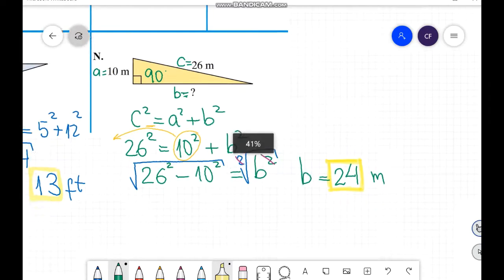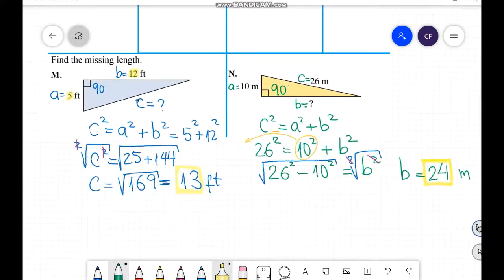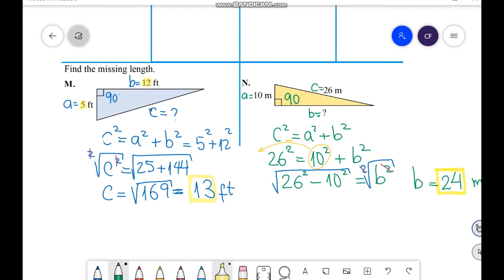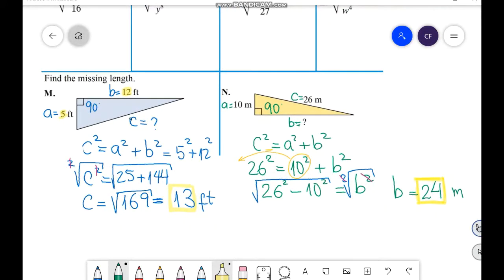Those are letter M and N. Yes, because now we are working on one of the legs. See? This is a leg. The longest one is the hypotenuse. This is the longest one. The hypotenuse is always the longest one. So the leg needs to be a bit less than the hypotenuse.